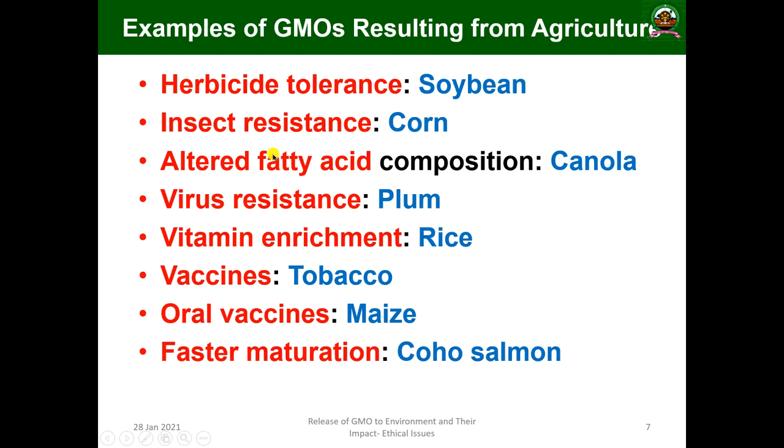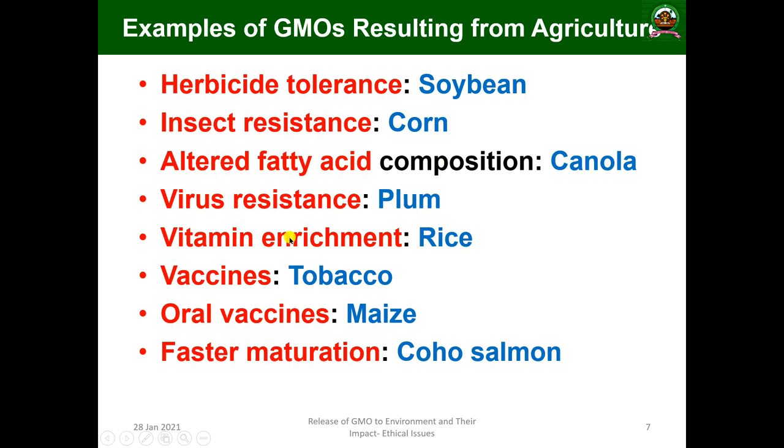The next one is fatty acid composition. Fatty acid is one of the major sources of energy, and the composition of that particular fatty acid can be varied or enhanced by introducing a new gene. Example, a plant called canola; the genetically modified canola will give a lot of fatty acid. Similarly, virus resistance: certain plants are resistant to the virus due to genetic modification. Say, for example, plum, the genetically modified plum.